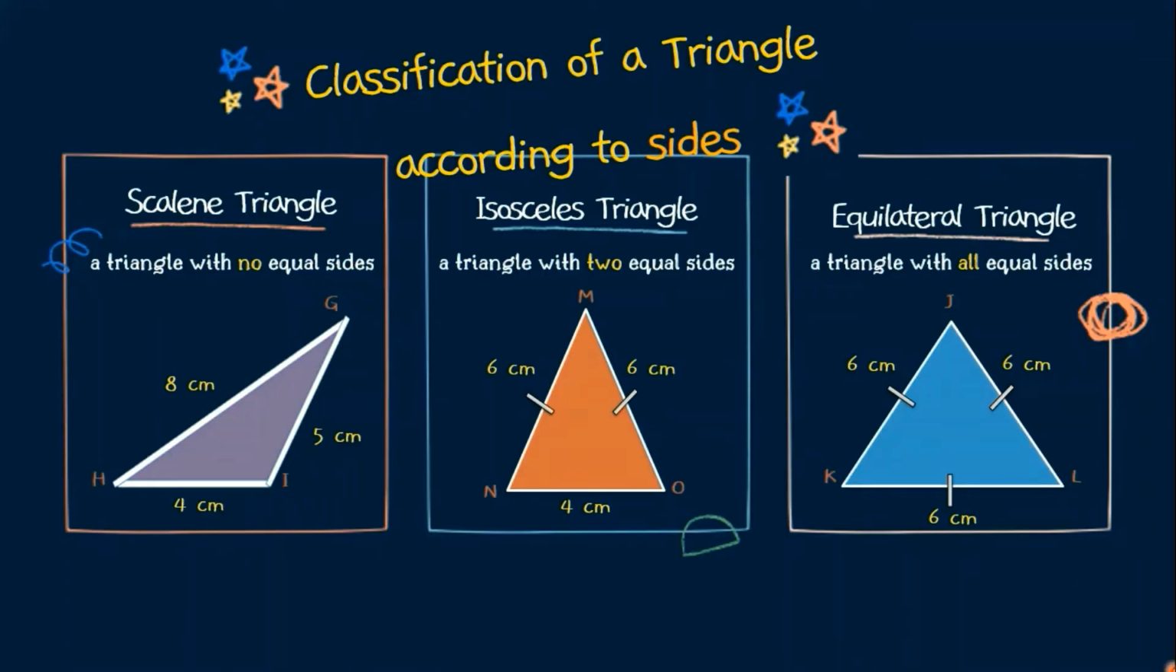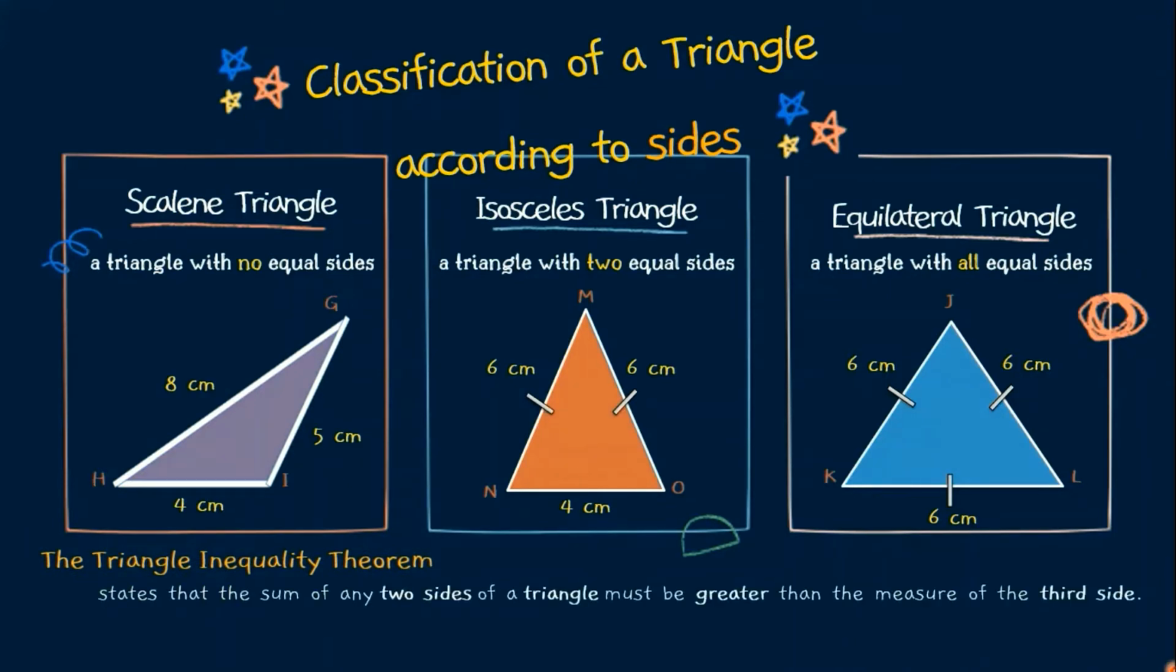When discussing about triangles, we have to talk about the triangle inequality theorem. It states that the sum of any two sides of a triangle must be greater than the measure of the third side. In symbol, S1 plus S2 is greater than S3. S1 pertaining to side 1 added to S2 side 2 and S3 side 3.